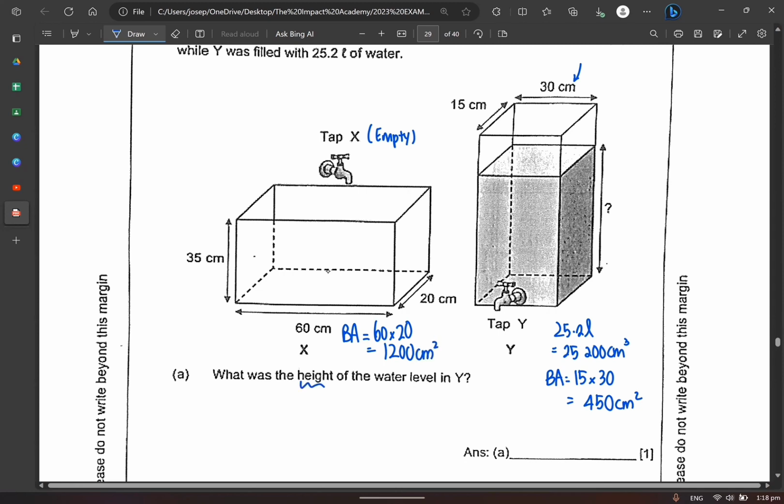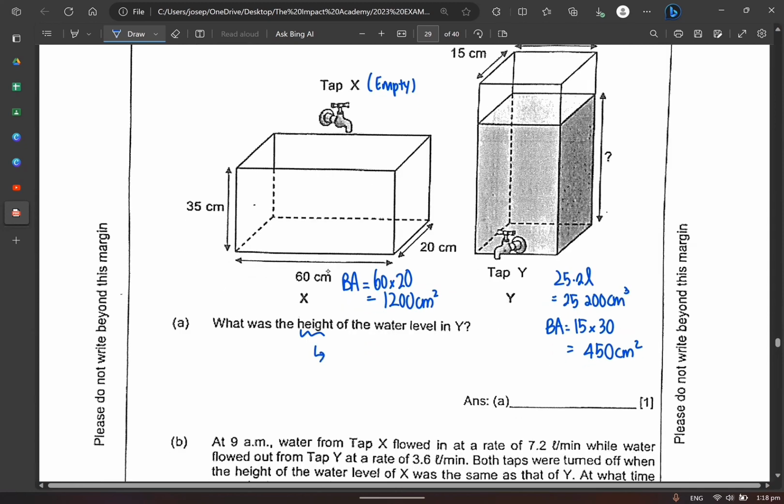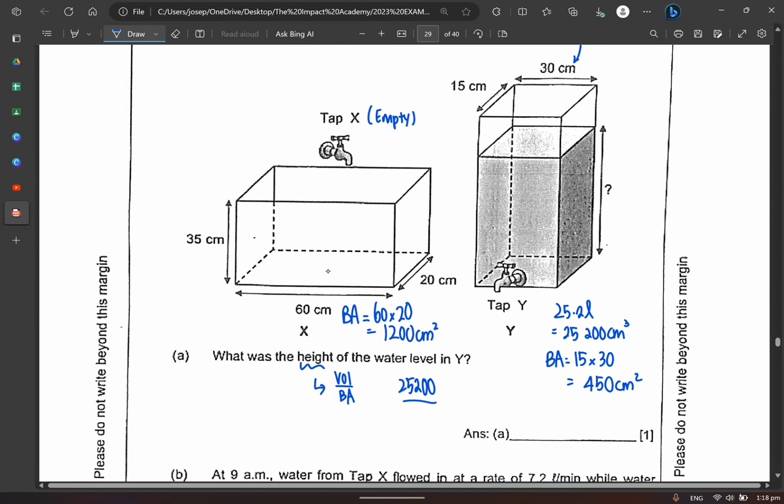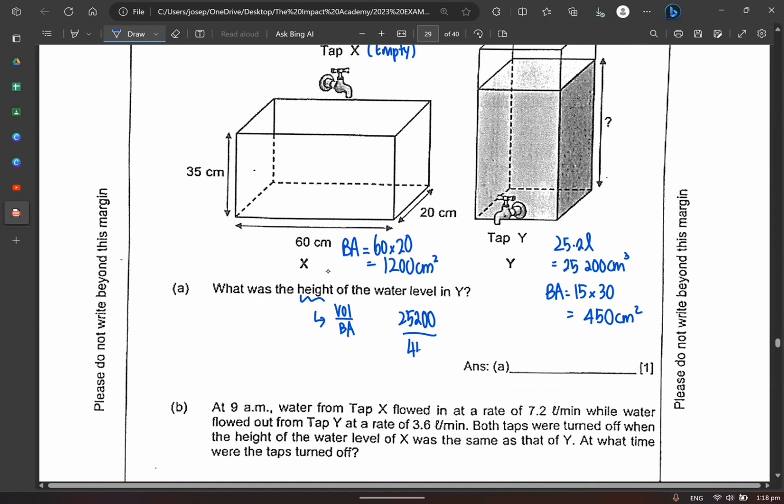Now the question wants us to find height. Remember, whenever you want to find height, it's volume over base area. If it is the same height, then you do volume divided by combined base area. Now they want us to find height for tank Y. So we just have to do 25,200 divided by the base area, which is 450.